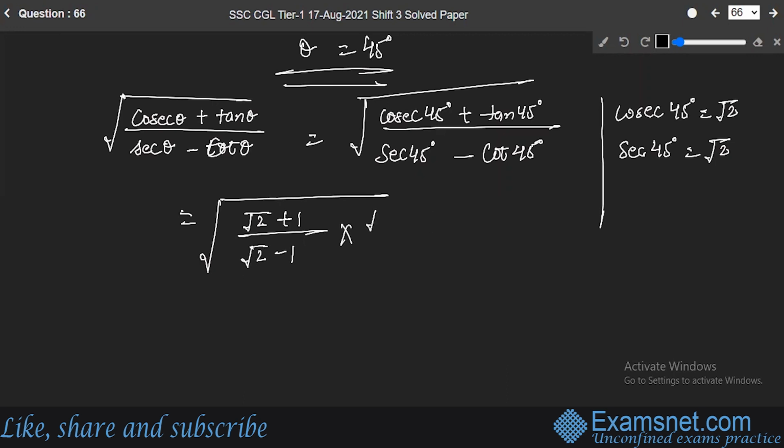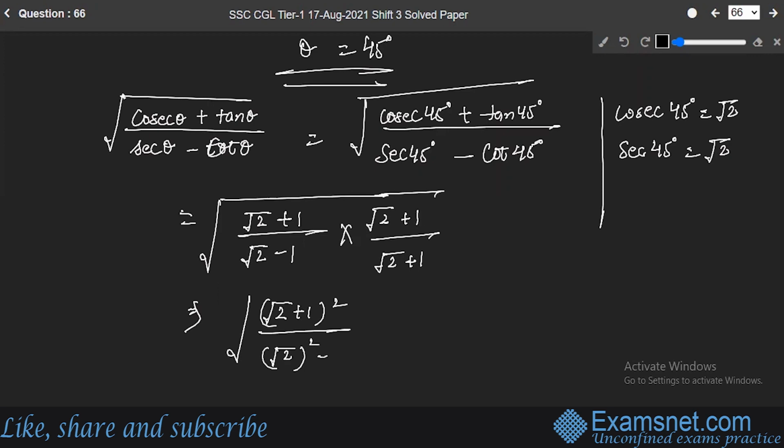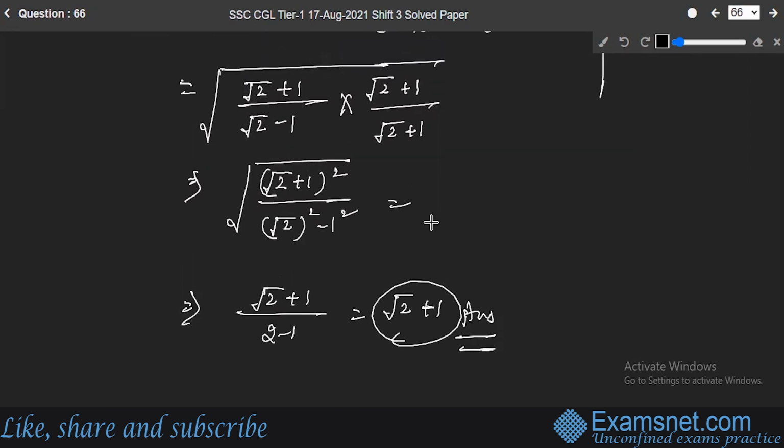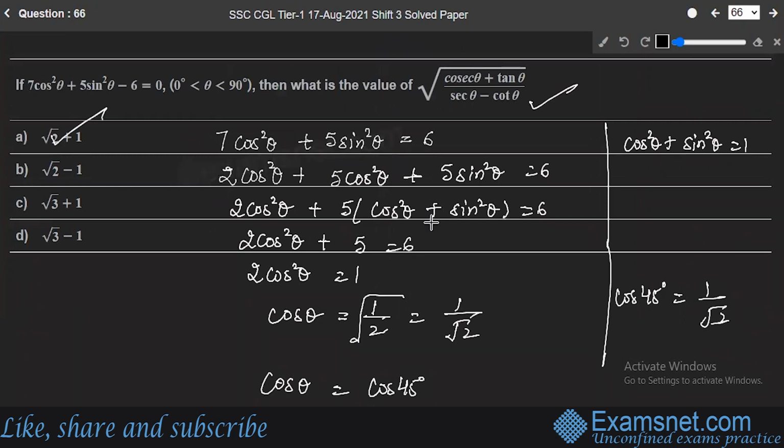Now I'll be rationalizing the denominator. So you will have this. So this will become root 2 plus 1 square upon root 2 square minus 1 square. So this will be equal to root 2 plus 1 upon 2 minus 1, which will give me root 2 plus 1 only as your answer. Let's check. Root 2 plus 1, option A is the correct answer to my question. I hope you are clear. Then let's move to the next question.